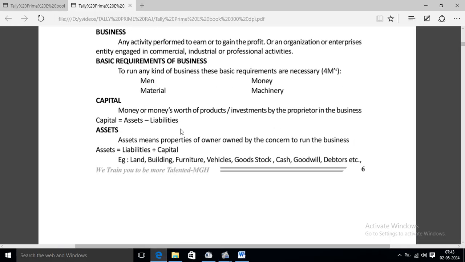Next, capital. Capital is money or money's worth of products invested by the proprietor in the business. Capital equals assets minus liability. In the beginning he invested a sum of amount; after 1 year if he wanted to close it, how to calculate his profit? Capital equals assets minus his liabilities.